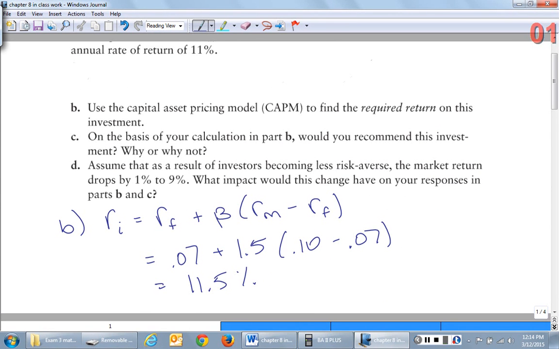So would we recommend this investment? We expect this asset to only return 11%, but because of its level of risk, because of the level of beta, it should return 11.5%. So no, we would not recommend this asset. That's because expected return of 11% is less than the required return of 11.5%.